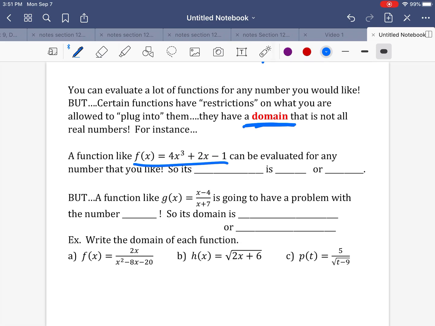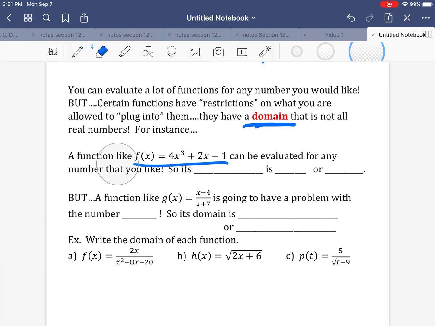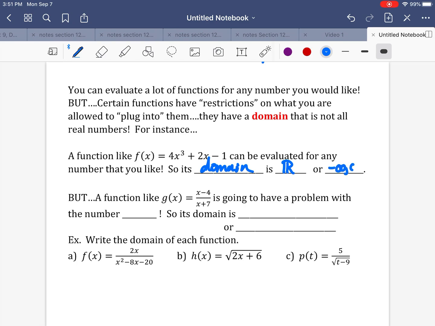So for instance, when you have this function right here, this is a polynomial. Polynomials, you can plug anything you want into a polynomial, okay? So its domain is all real numbers. So that double R there is what we say for all real numbers. Or you could say negative infinity to infinity. That's another way to write all real numbers.